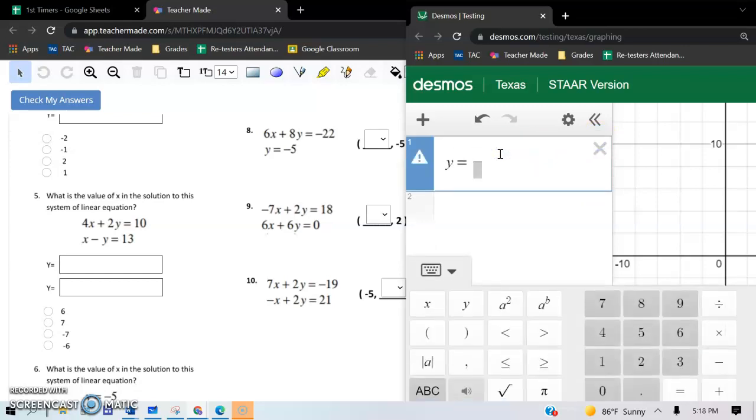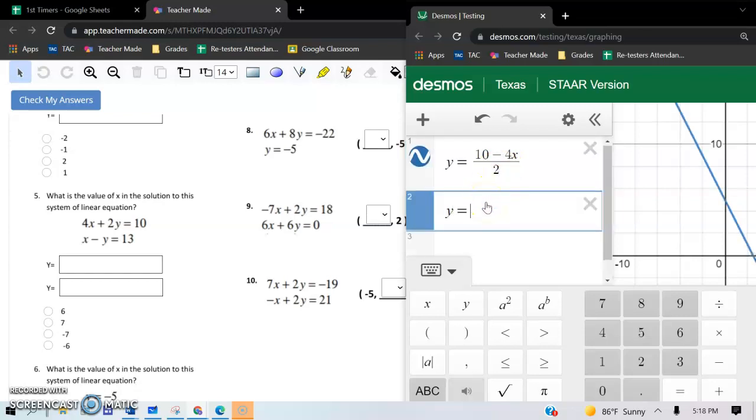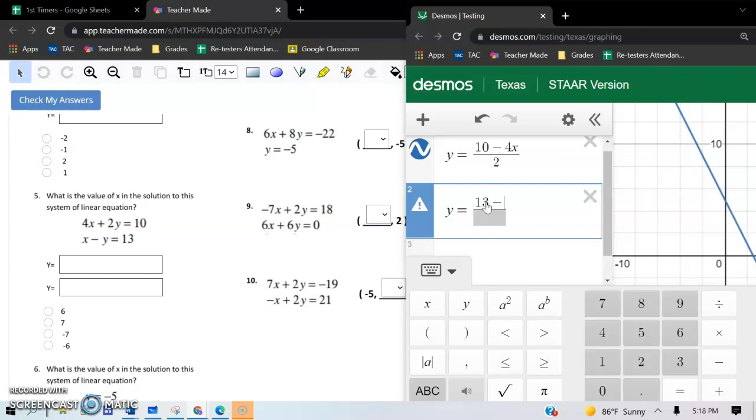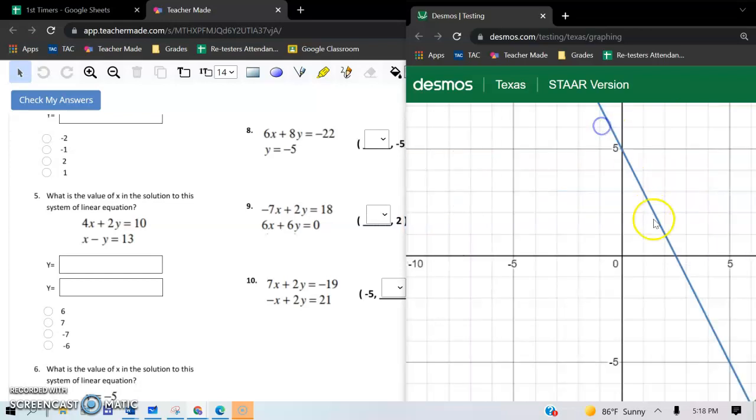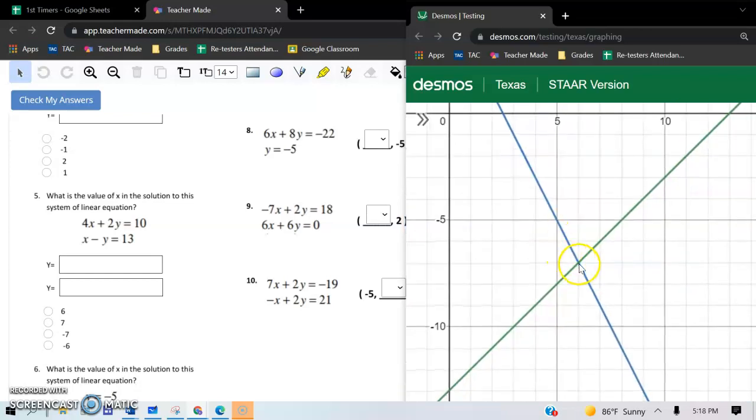Y equals divide 10, negative 4x divided by 2. Y equals divide 13 minus x divided by negative 1. Where do they cross? They cross right here. Answer is 6, negative 7, but it's asking for the x only, which is a 6, and that is your answer right there.